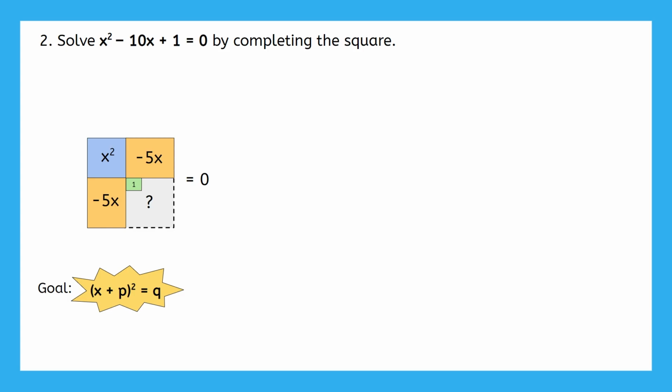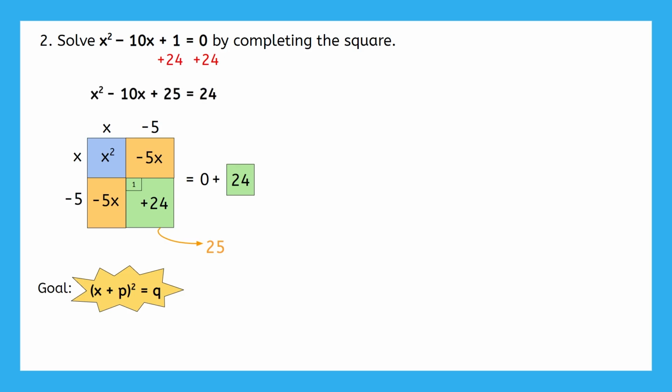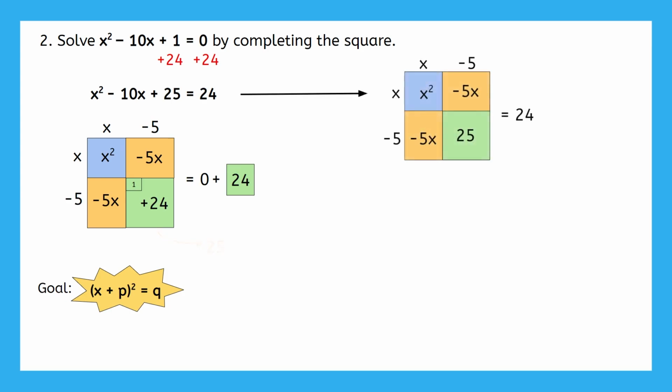We know the sides of the square would need to be x minus 5 and x minus 5, which means we need a 25 in that bottom box to complete the square. How can we get that 25? We already have a 1, so we can just add 24 on both sides. 1 plus 24 gives us the 25 we need, and on the other side, we'd get 0 plus 24, which is 24. Now our square is complete.